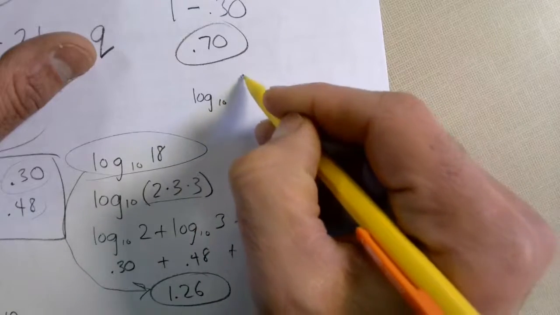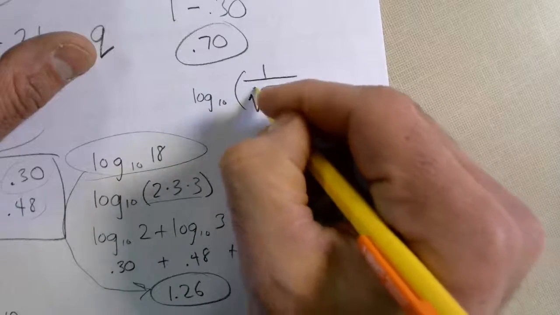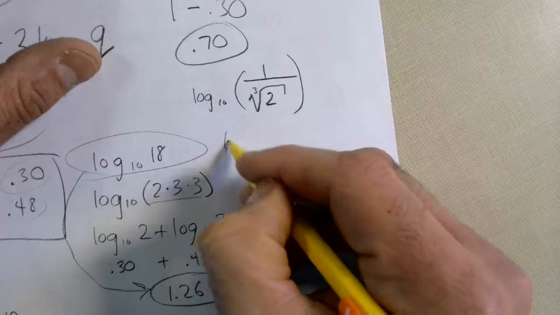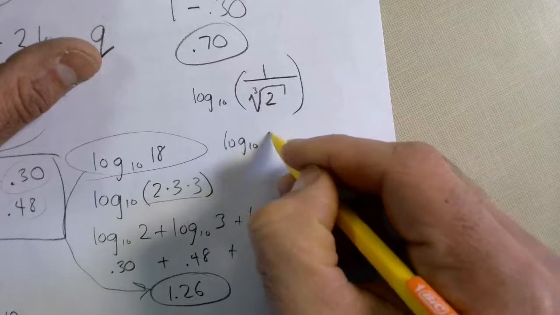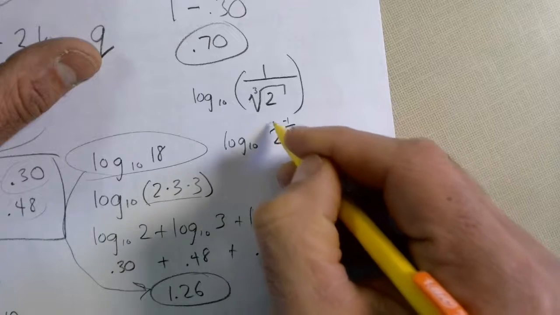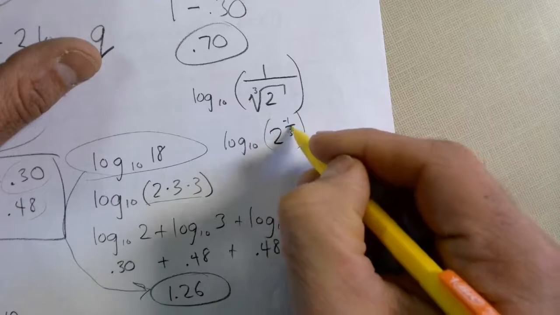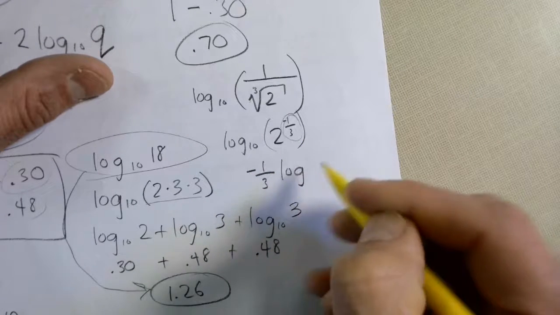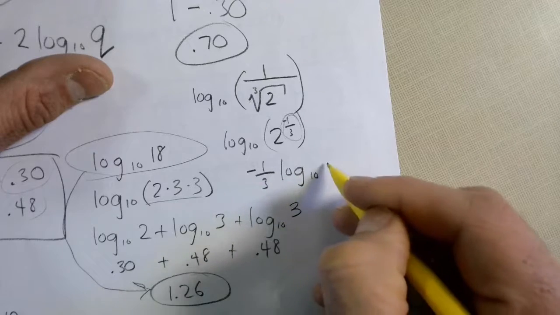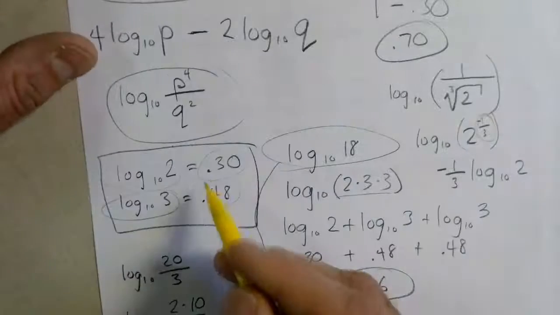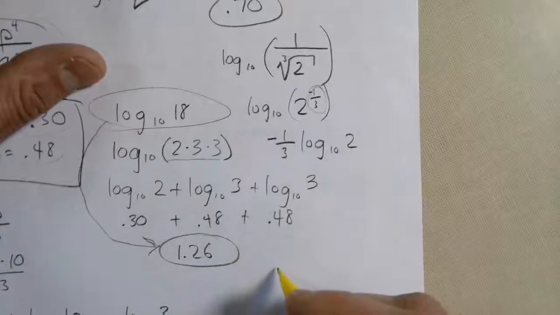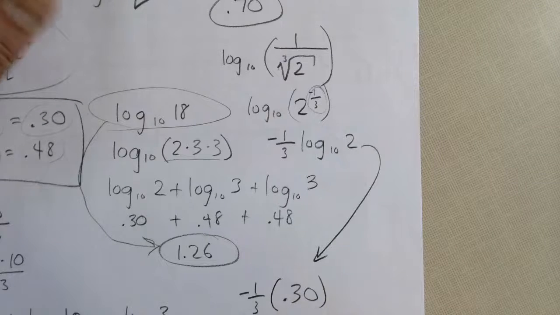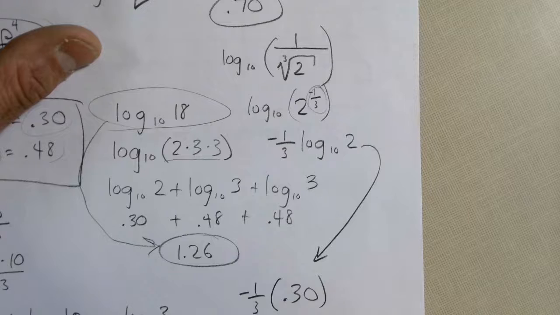Okay, log base 10 of 1 over the cubed root of 2. Okay, let's rewrite this without a radical, make it an exponent. 2 to the negative 1/3 power. Now, what do we do with the exponent? Remember, we multiply it off to the side. So we have negative 1/3 log base 10 of 2. Well, the log base 10 of 2 is 0.30. So I'm going to bring it down here. So we've got negative 1/3 times 0.30. And the answer is negative 0.10.